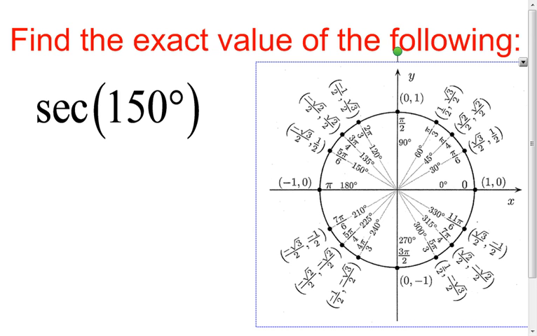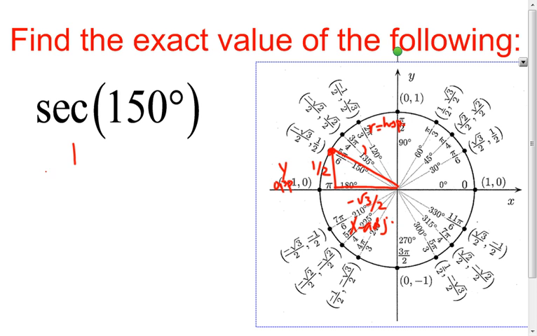Secant at 150, so 150 is right here. If you draw your little triangle, you're at negative square root of 3 over 2 for your x value, and 1/2 for your y value, and of course your radius is 1. So this is your y, or your opposite. This is your x, or your adjacent. And this is your r, or your hypotenuse. Okay? And secant is your r over your x, or your hypotenuse over your adjacent, if you want to think about that.